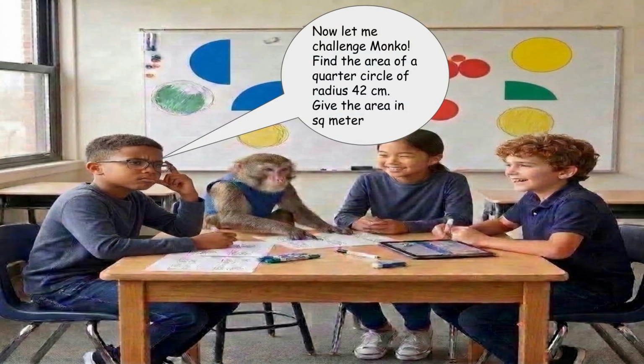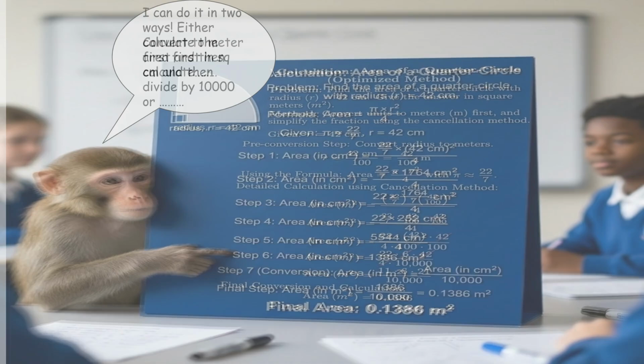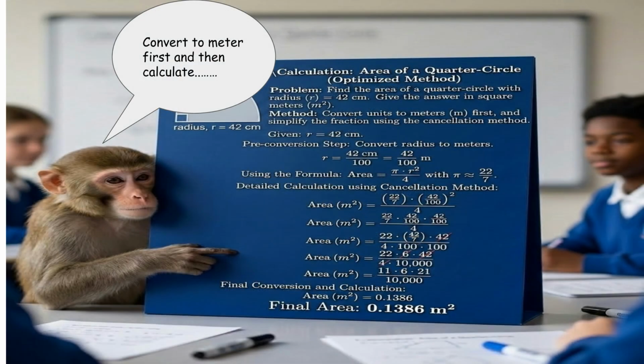Now let me challenge Monko. Find the area of a quarter circle of radius 42 centimeters. Give the area in square meters. I can do it in 2 ways. Either calculate the area first in square centimeters and then divide by 1,000, or convert the radius to meters first and then calculate the area.